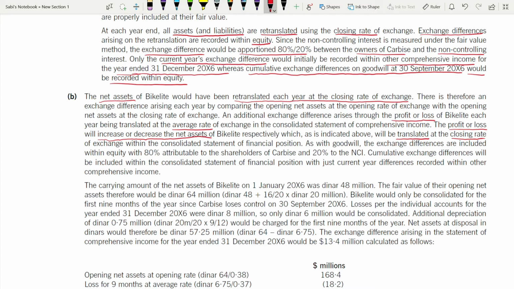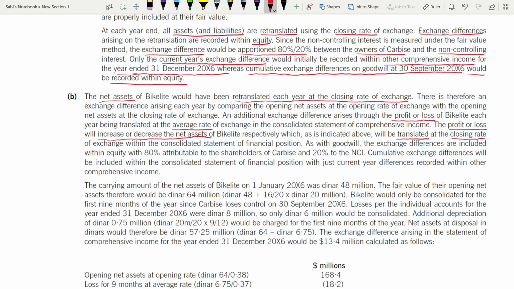In the consolidated statement of financial position, as with goodwill, they have told you to exclude goodwill, but with goodwill, what do you have to do? Exchange differences are included within equity, with 80% attributable to the shareholders and 20% to the NCI. Right? Because goodwill is recorded using the full goodwill method, NCI at fair value. If it was the partial method, the second method of valuing goodwill, then it's different. Then wholly it will go to the parent, whatever it is there. But this goodwill includes both. So from there you have to take 80% for parent, 20% for NCI.